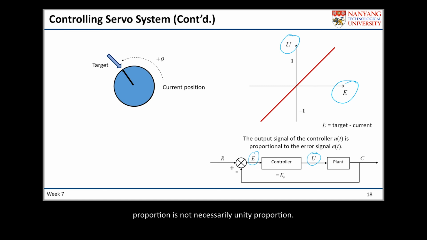And the proportion does not necessarily have to be unity. You can have a different gradient here to represent the relationship between U and E, and the gradient you can call Kp here. This kind of controller is the controller that we call a proportional controller. Why do we call it proportional? Because the relationship between U and E is proportional.